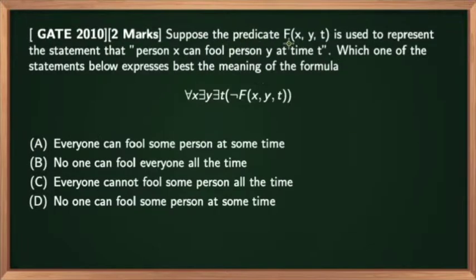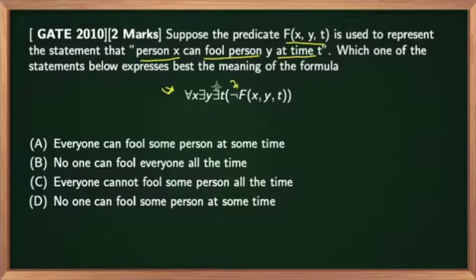Suppose the predicate f of x, y, t is used to represent the statement that person x can fool person y at time t. Which one of the following statements below expresses the best meaning of the formula? So we have a formula here and four choices here. If you see, we have a not here.